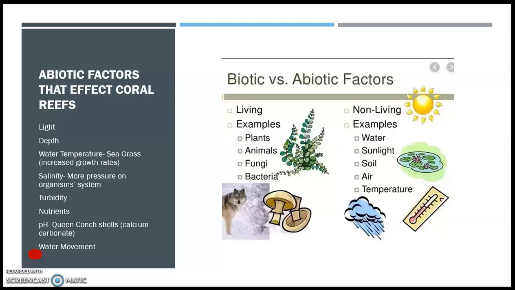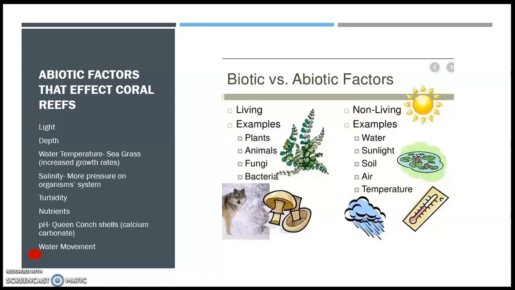So light also affects the seagrass because if there is more light than usual, it'll speed up their growing, but if there's too much light, then it will kill the plant. So it's good up to a point, but they can't have too much either.